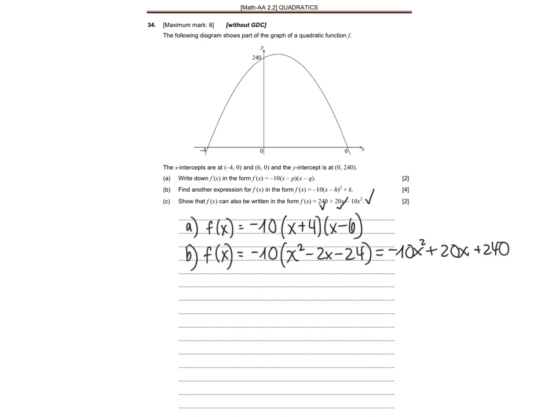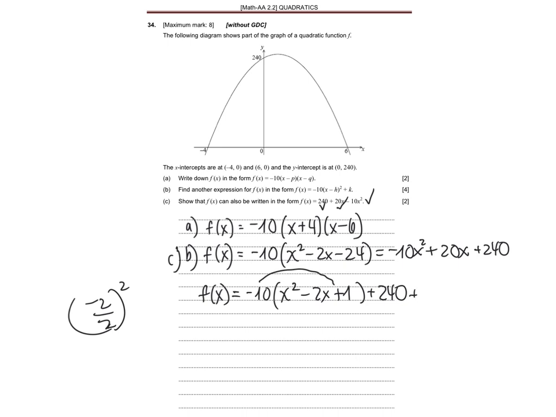So then, this is part C as well, factor out the negative 10 of the first two terms. So x squared minus 2x, and then plus 240. Now we take half the middle term. That's 2 squared, so that's plus 1. And that's minus 10, so we have to add 10. So that's going to be negative 10 times x minus 1 squared, plus 250.